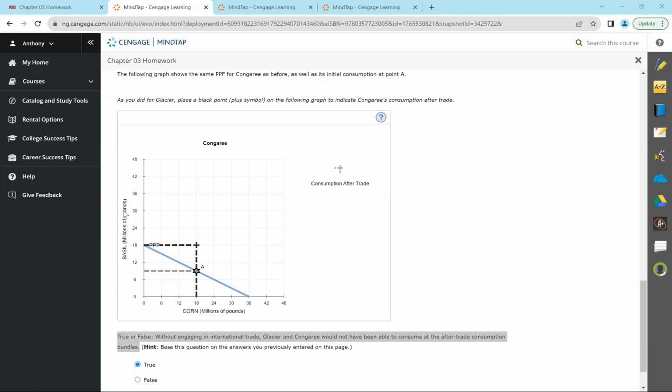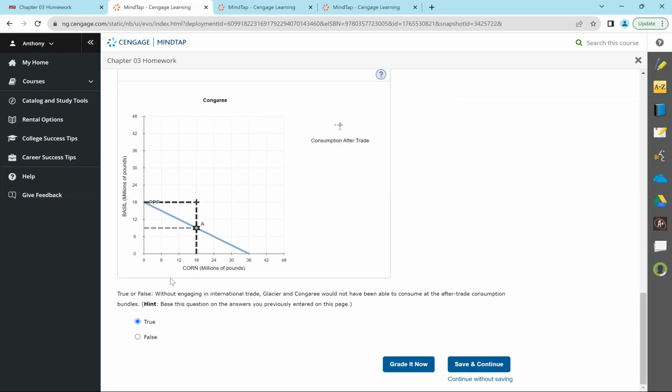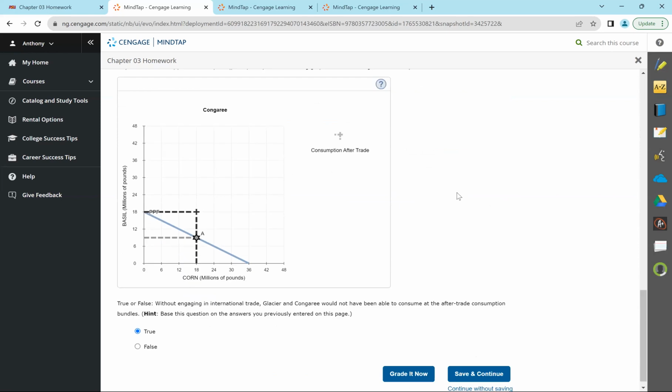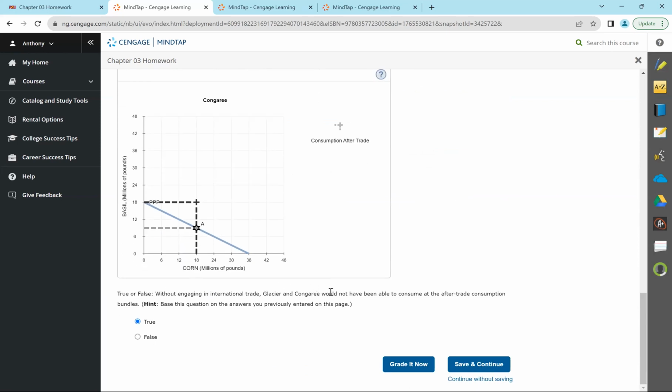No answer. Let's see if I can find a similar one. Would have been able to is false, which means ours is true. I believe this to be correct, but it's kind of a weird thing. I know it's 1 point. Again, the idea is that without engaging in international trade, ignore the words would have been able to consume at the after trade consumption. No, they could not have done it. That would be false. The not turns the false into a true.